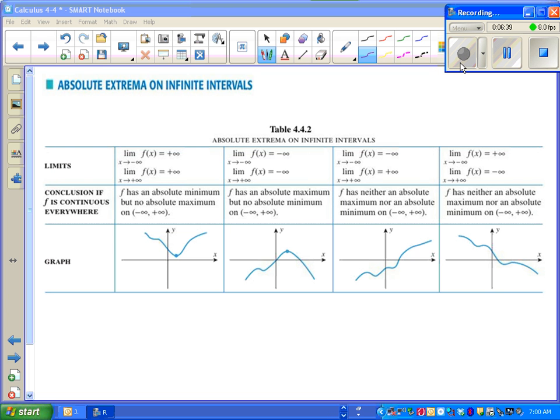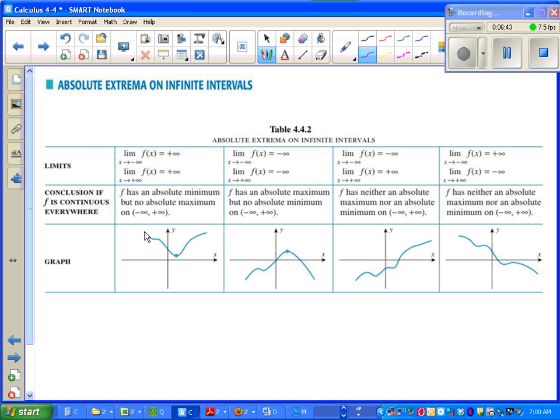This next box tells us some things that, if we stop and think about them, are kind of common sense. It tells us that if one end of a continuous graph goes up and the other one also goes up, then we must have some absolute minimum somewhere. Similarly, if both ends of the graph go down and it's a continuous graph, then we must have a maximum somewhere. If one end goes up, one end goes down, like in these last two graphs, then we won't have an absolute maximum or minimum anywhere.